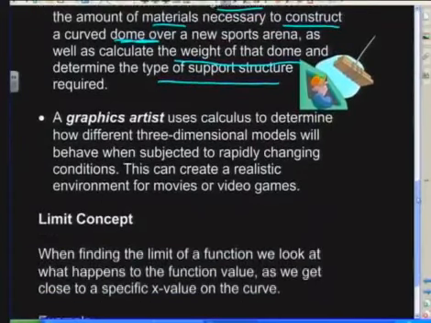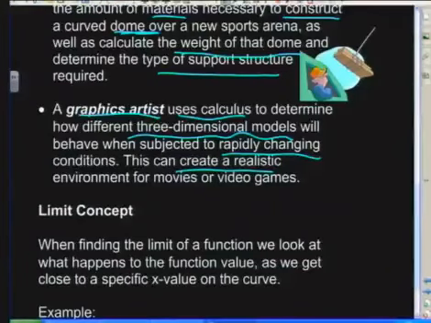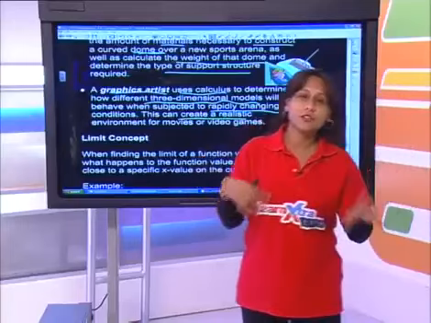And then something that you wouldn't think you really use calculus in, well, it's used indirectly by graphics artists. Okay, so people think, I'm going to go into an art subject, I'm going to get away from maths. Not going to happen. It uses calculus. A graphic artist uses calculus to determine how different three-dimensional models will behave when subjected to rapidly changing conditions. This can create a realistic environment, especially when you're talking about movies and video games and that kind of thing.